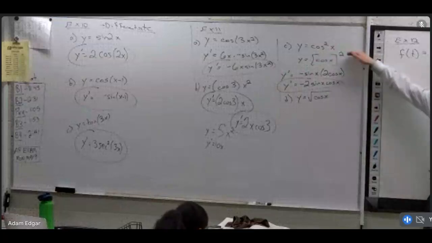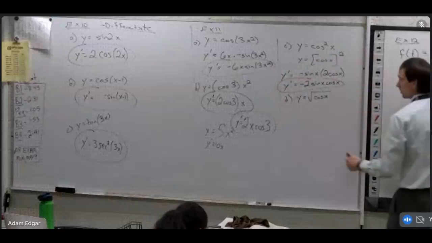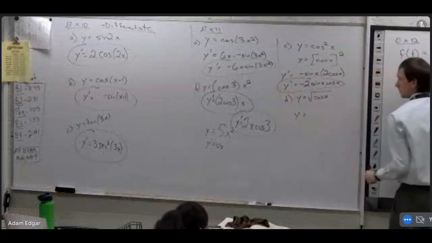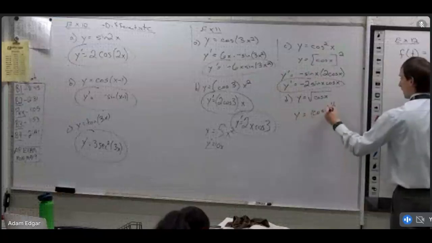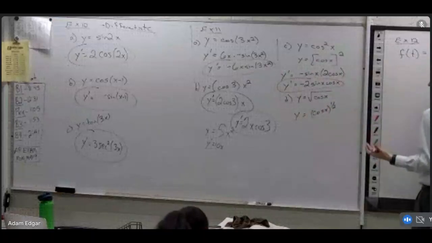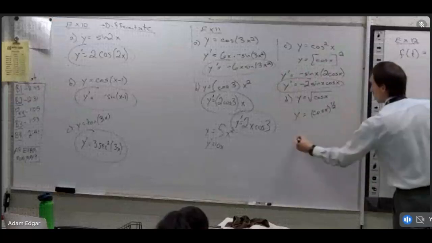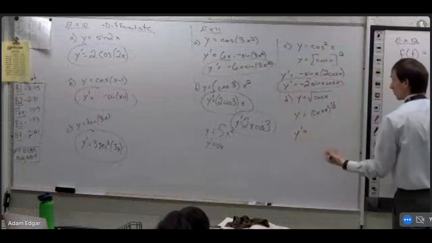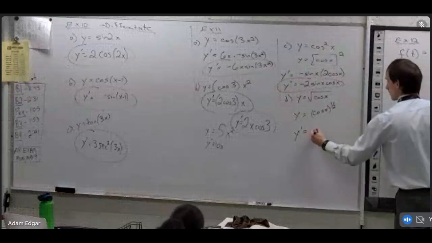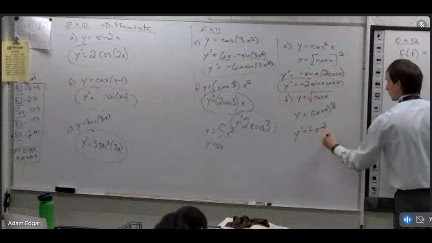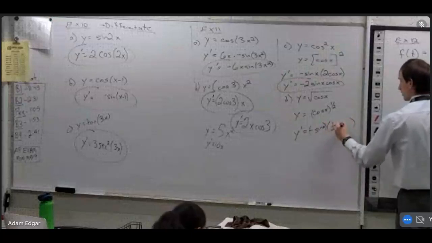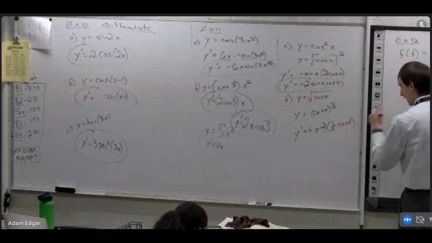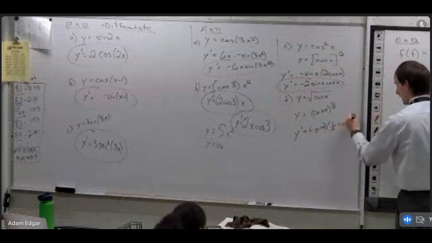C and D are actually real similar. How should we rewrite D? Cosine of x all to the 1/2, and then it's basically the same idea that we just did, but with a different exponent. So what's the derivative of the inner part? Negative sine of x. And then that multiplies to the derivative of the outer part, which is 1/2 cosine x to the negative 1/2.